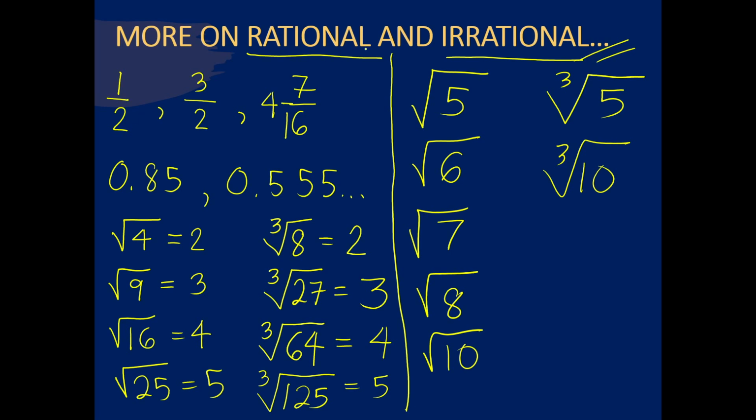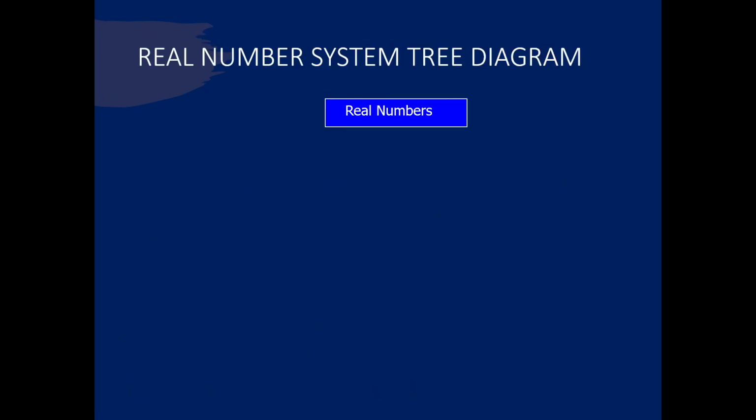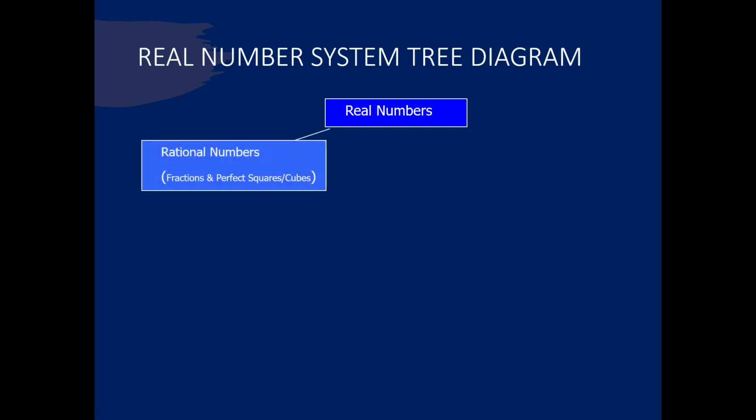Do you understand what rational or irrational means? Yes, sir. Okay, let's continue. Now, let's review and summarize. Real numbers can be rational and irrational. Take note of that.